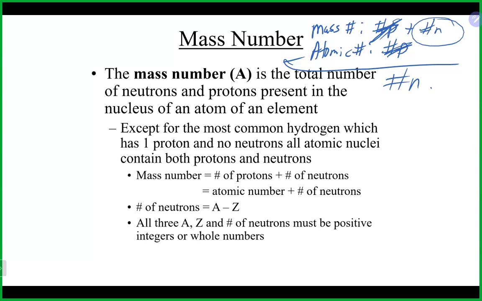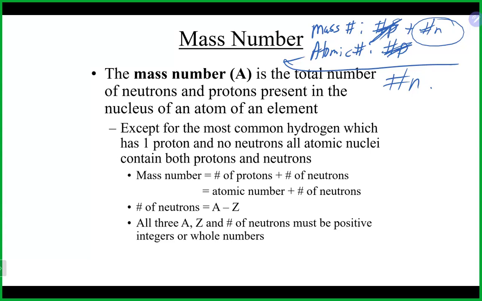Except for hydrogen, which by the way has one proton, has one electron, and has no neutrons. Everybody else has protons, electrons, and neutrons. So hydrogen only has a proton and an electron, and does not have a neutron. That's something you should definitely keep in mind when you calculate these things. Another really important thing is that when you calculate the mass number, the atomic number, and the number of protons, electrons, and neutrons, they all should be positive whole numbers.